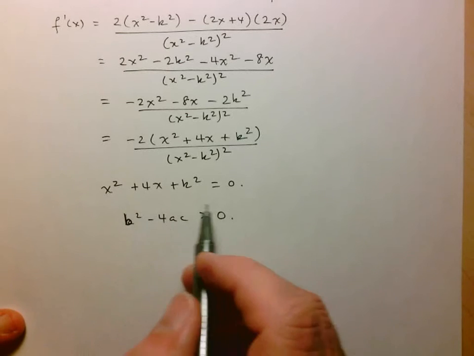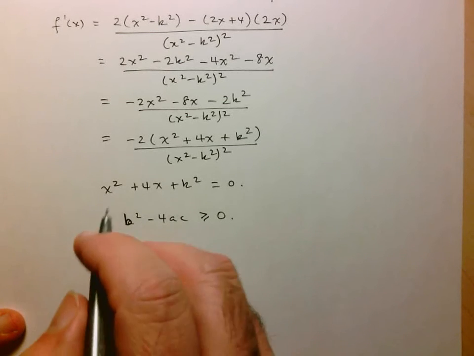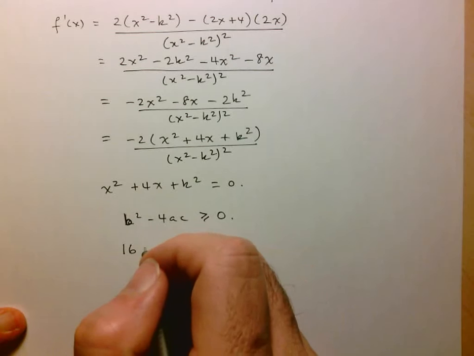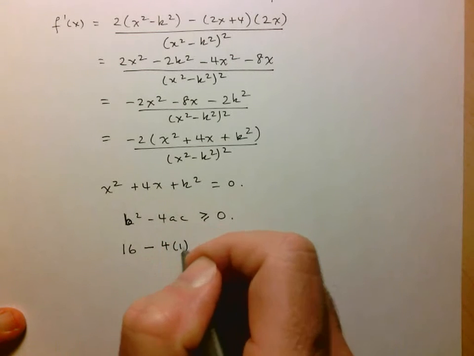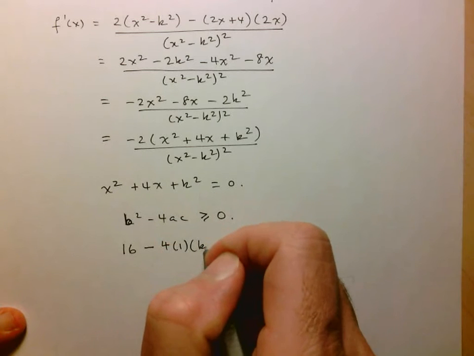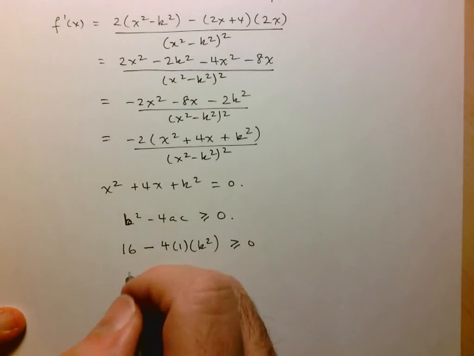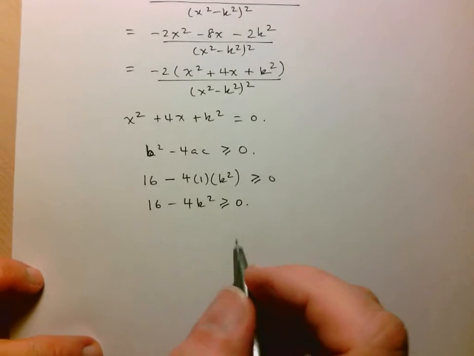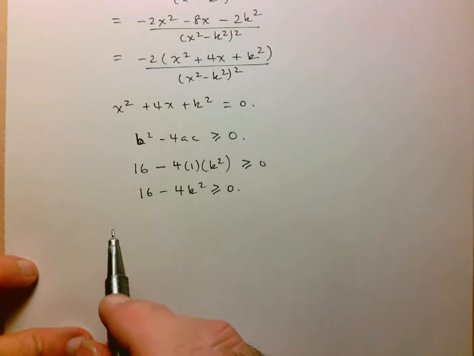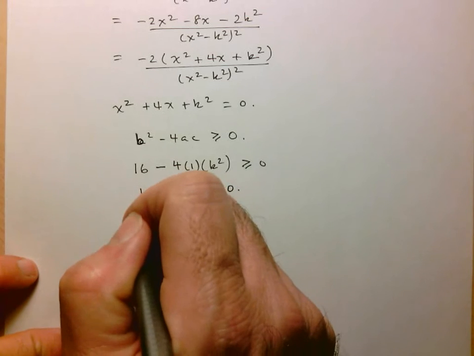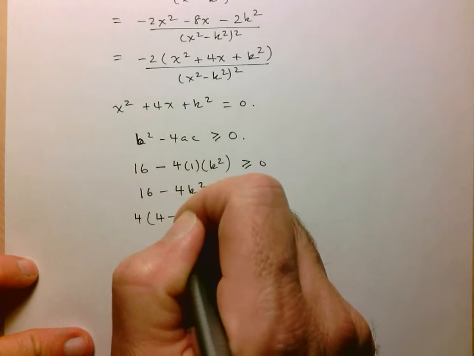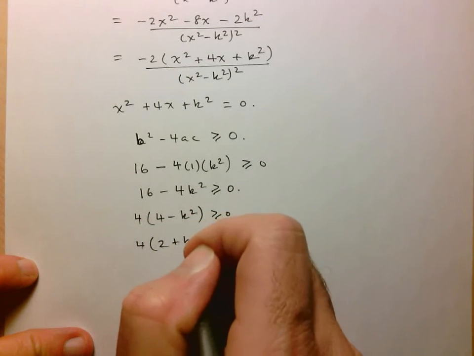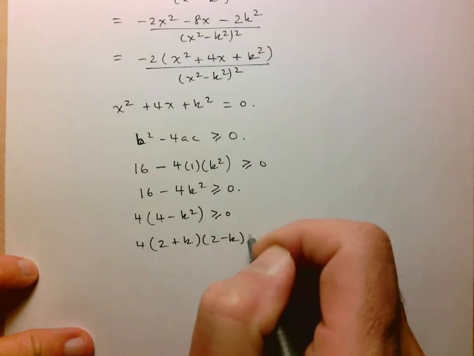So this is essentially what it boils down to: determine where b squared, which would be 16, minus 4ac, 4 times 1 times k squared, is greater than or equal to 0. So in other words, 16 minus 4k squared greater than or equal to 0. And so what we have is a polynomial inequality, which of course we solve by factoring. So let's take out a 4. We're left with 4 minus k squared, and this can be factored to 2 plus k, 2 minus k.